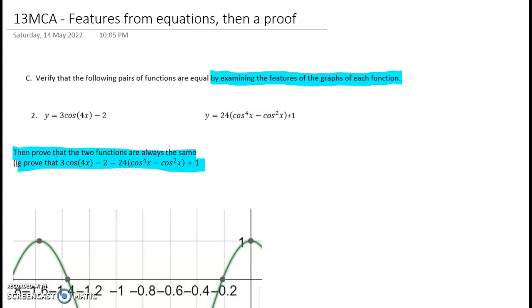Okay, so the first thing we're going to do is look at this function and figure out the features. So period, amplitude, vertical and horizontal shift. Right, so this time we're going from the equation to the features. And then we're going to look at this by chucking it into either our graphics calculator, which is what you'll need to be using if you had something like this in the internal, or at home, you can do it on Desmos.